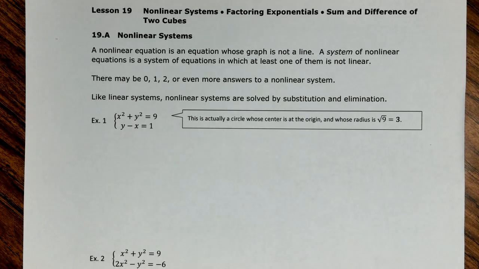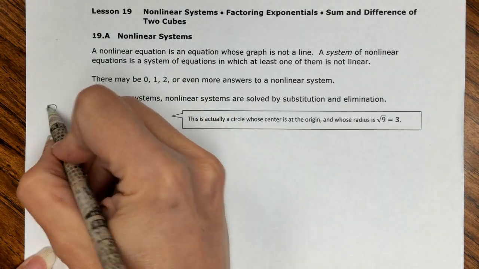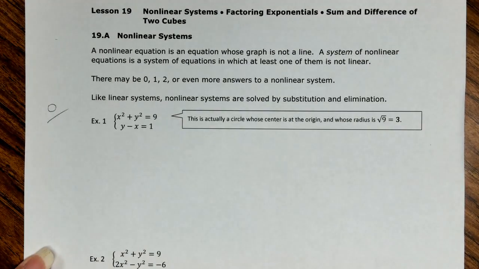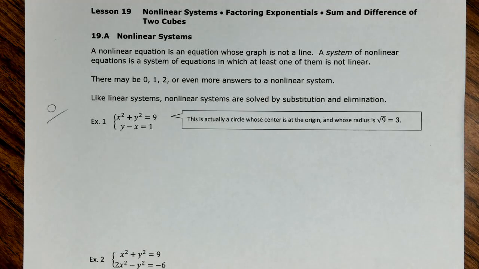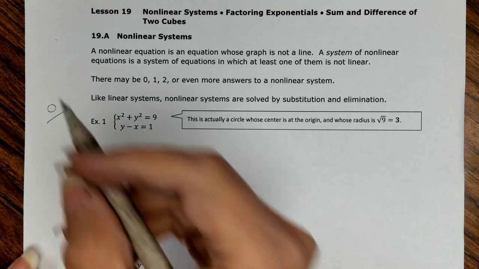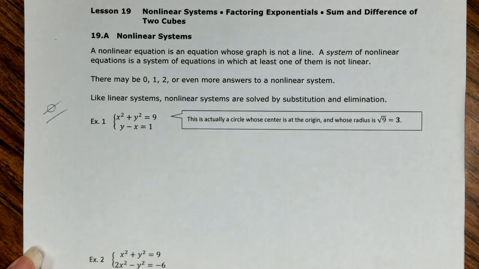And I can demonstrate why with a little sketch. Like it says here, for example, that first equation is actually the equation of a circle. And so you have a circle and a line. Well, they might not intersect at all. The circle might be here and the line's here, and then there's no answer. Or maybe the line is tangent to the circle, so it just touches it at one point. Or maybe the line goes right through it and there are two answers.